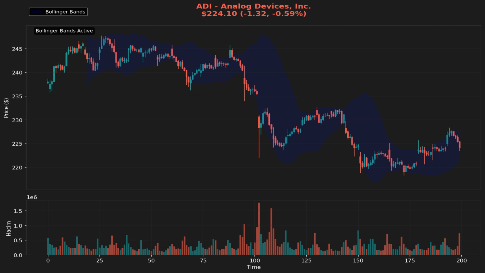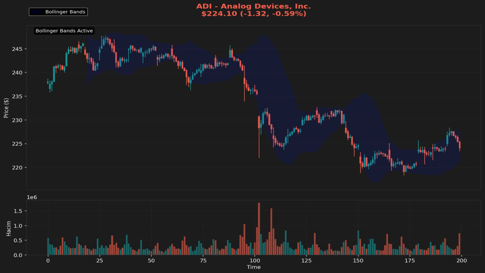Now, let's consider the Bollinger Bands, which provide insight into price volatility. The upper band is at 227.64. The middle band, which represents the 20-day simple moving average, is at 224.49, and the lower band is at 221.34. With the current price of 224.10 positioned below the upper band, it indicates that the stock is not in a state of extreme overextension, which is common in overbought conditions.